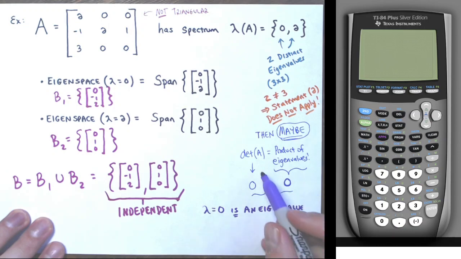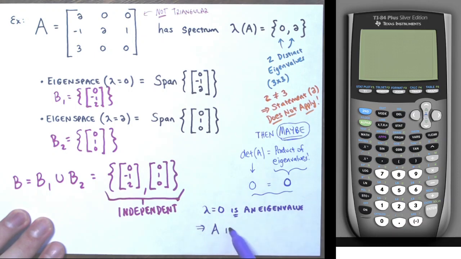And as we saw earlier, the determinant of the matrix was 0. All right, so A is not invertible. All right, A is singular.